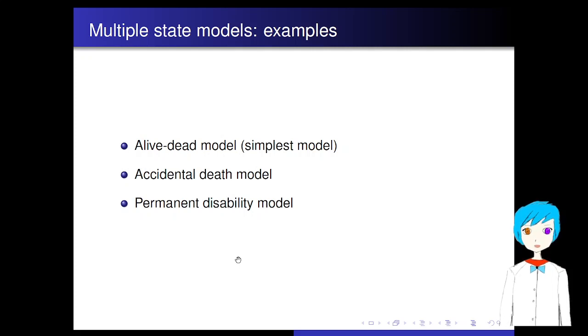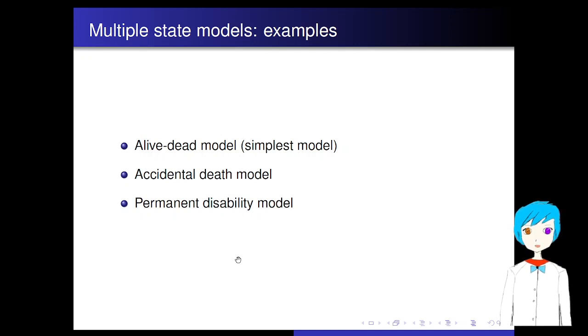Next, we have a more complicated model, the accidental death model. If the insured life dies as a result of accident, more will be paid than the usual amount. If the insured life dies as a result of all other causes, then the usual sum will be paid. So, if the insured life dies as a result of accident, then the benefit will increase. So we'll have three states: death as a result of accident, death as a result of all other causes, as well as the alive state.